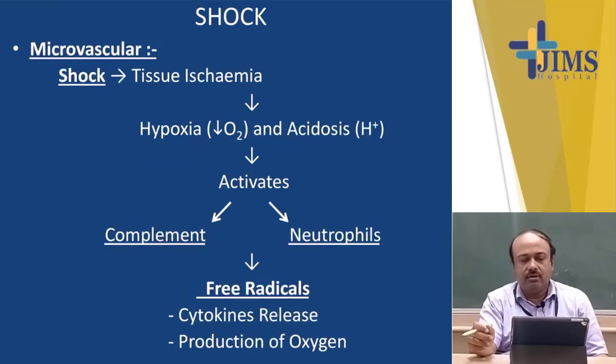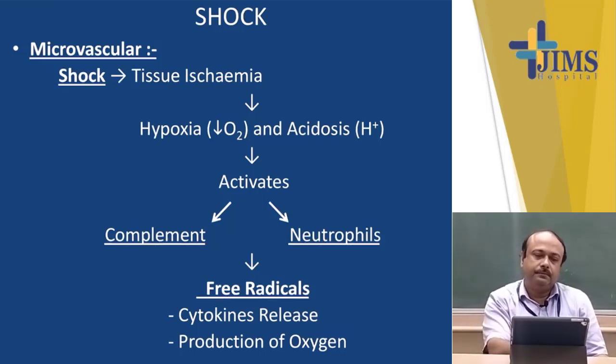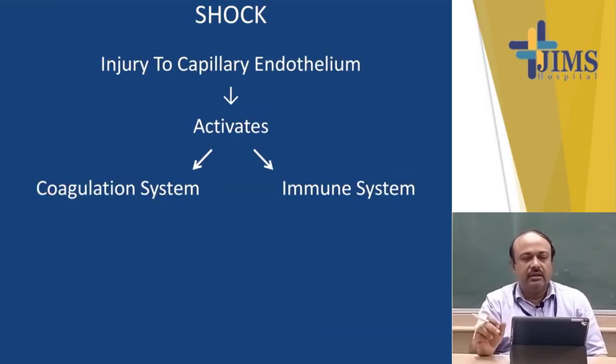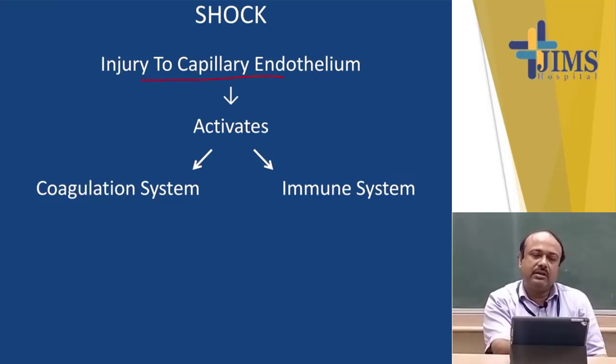Now at the microvascular level, in cases of shock, tissue ischemia happens and there is hypoxia and acidosis. This activates the complement system as well as the neutrophils and leads to the generation of free radicals, and also cytokines are released and they injure the capillary endothelium and activate the coagulation system as well as the immune system.